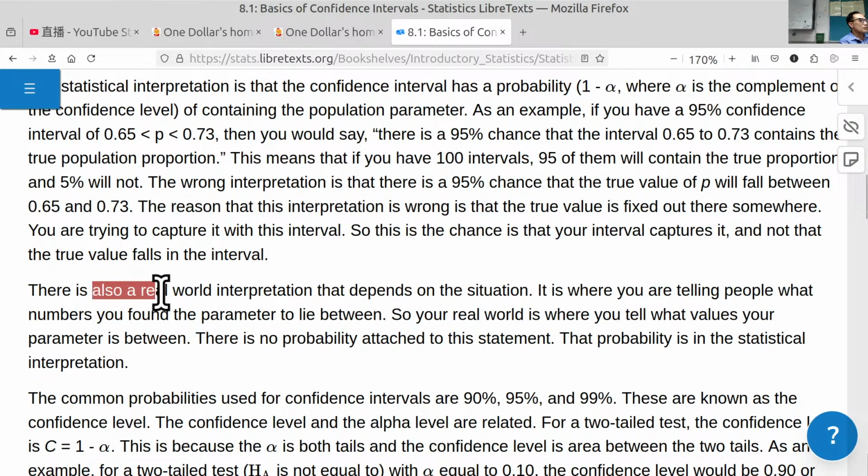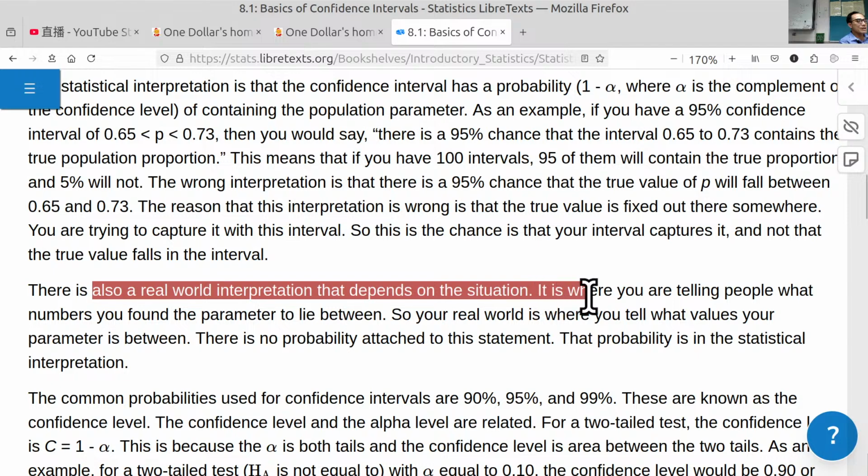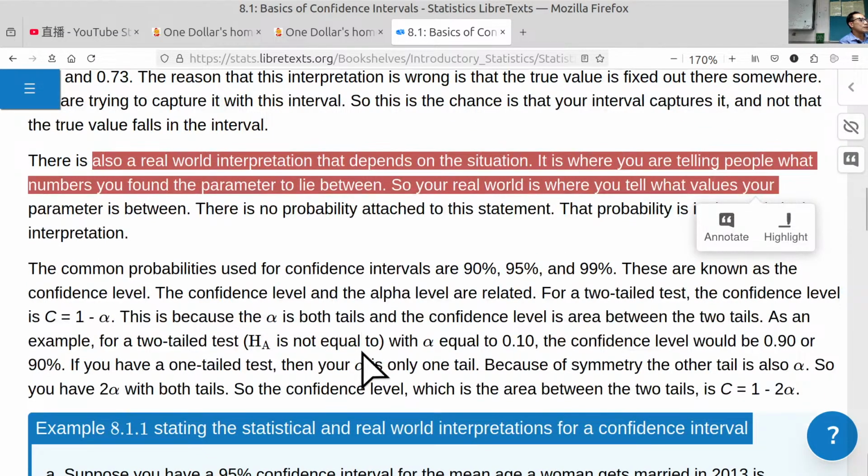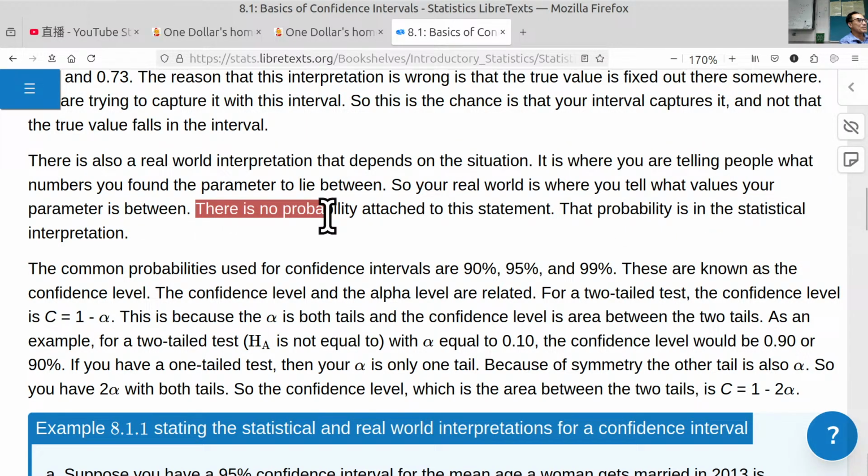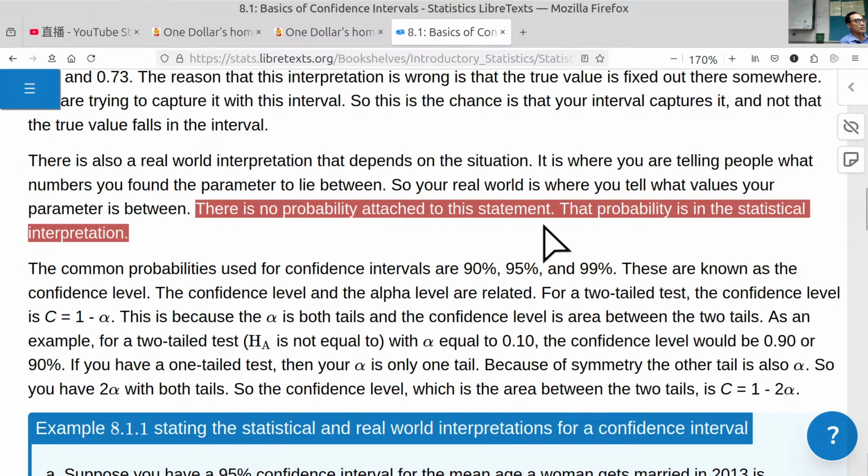There is also a real-world interpretation that depends on the situation. It is where you are telling people what numbers you found the parameter to lie between. So your real world interpretation is where you tell the values your parameter is between. There is no probability attached to this statement. This probability is in the statistical interpretation.